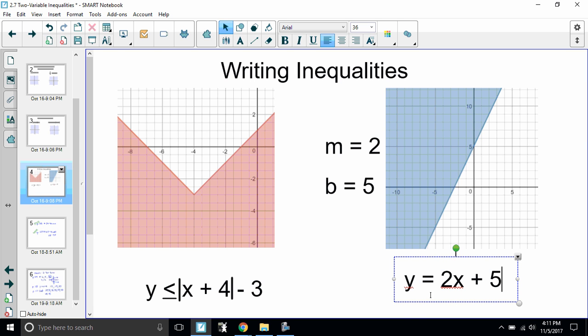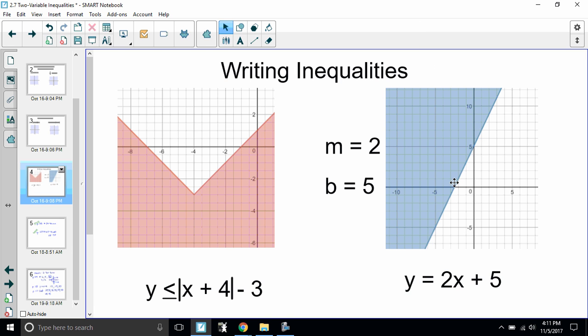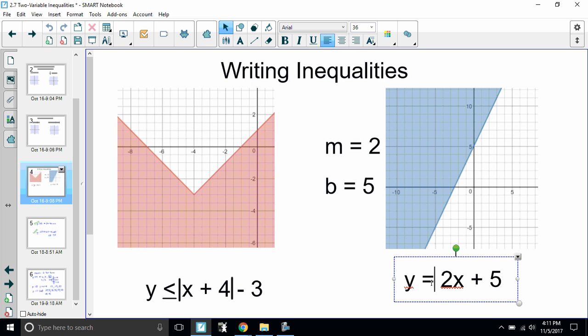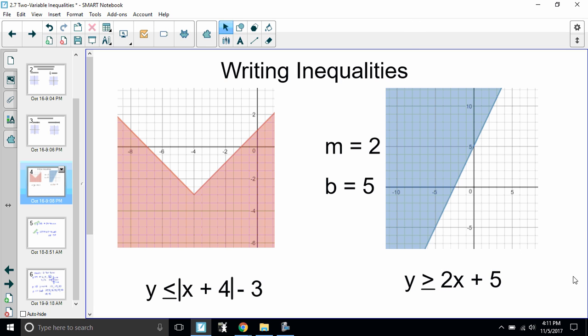However, again, it's not just the line. There is shading, so that tells us it's an inequality. So I look at the line, and it is a solid line, so it's going to be equal to, and the shading is above the line, so it is actually going to be greater than or equal to 2x plus 5. So that's essentially what you need to do for absolute value functions.